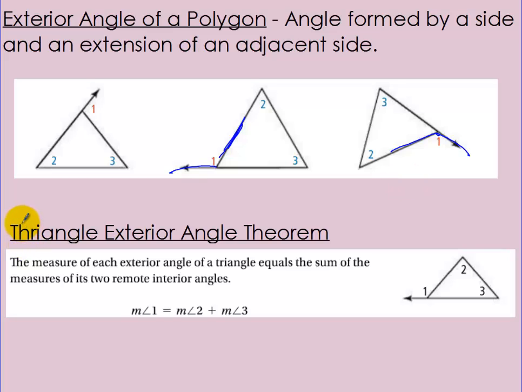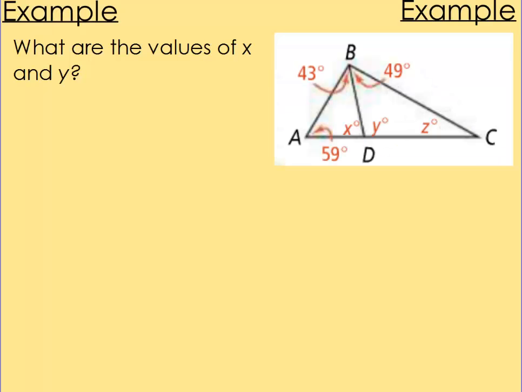So the one neat thing about these exterior angles is we have the triangle exterior angle theorem. What does that say? The measure of each exterior angle of a triangle equals the sum of the measures of the 2 remote interior angles. So basically the exterior angle equals the other 2. The measure of angle 1 equals measure of angle 2 and 3. So we can use this. Let's try some examples. Pause the video.